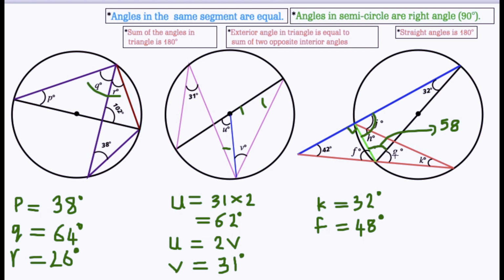We can now find this angle. 48 plus 58 plus G will give us 180 degrees. Therefore, G is equal to 180 degrees minus 106 degrees. So this angle G is equal to 74 degrees.